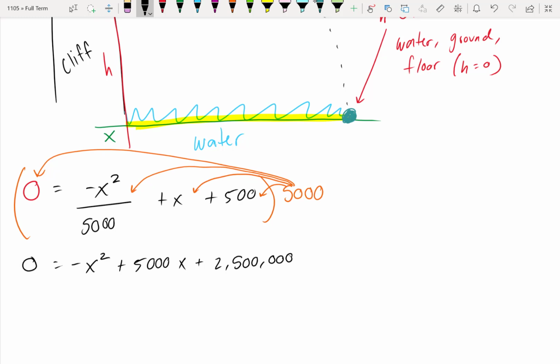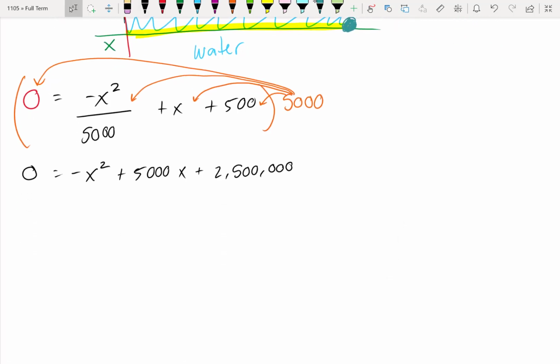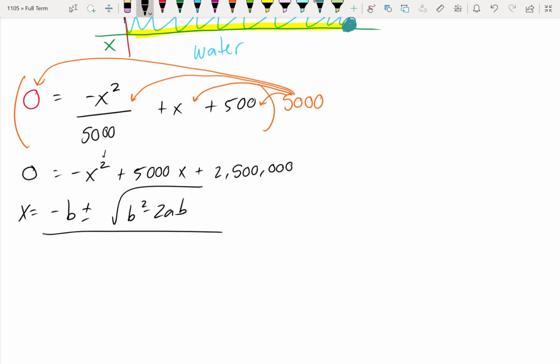Now, this is unfactorable. And who wants to try and factor this? Absolutely not. I love factoring, but I don't want to try and factor this. So anytime you need to solve for x, when it's a quadratic, so squared, you always just bust out the quadratic formula. The quadratic formula is x equals, that's what we're trying to solve for, negative b plus or minus the square root of b squared minus 4ac all over 2a.